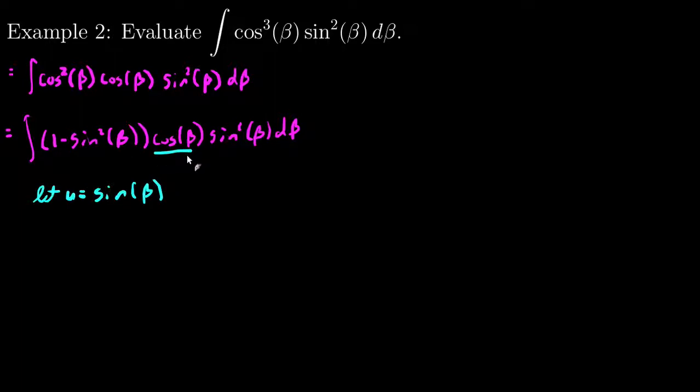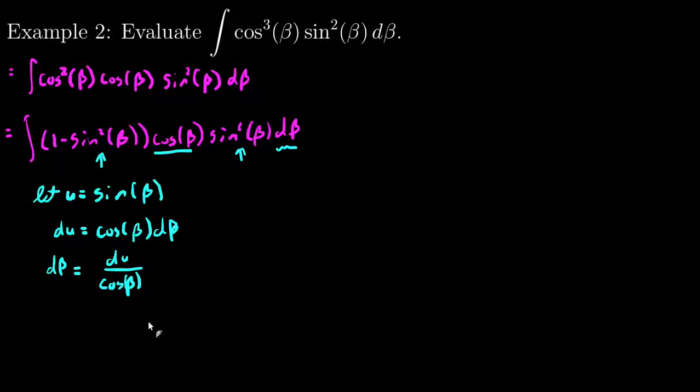then notice I have a single cosine beta. So this will be replaced by u, this will be replaced by u, but the single cosine beta is going to cancel out. So du equals cosine beta d beta. And I'm going to need to replace this d beta, so I'll solve for that. D beta is equal to du over cosine beta by dividing both sides by cosine.